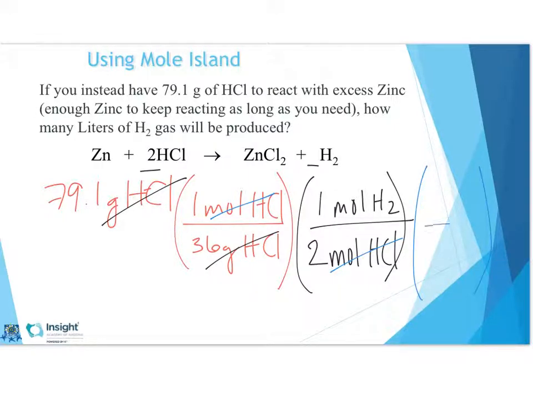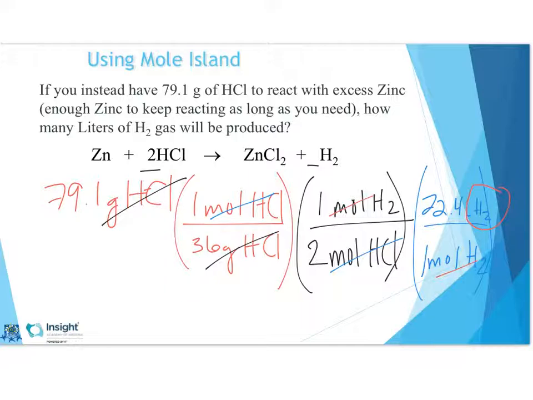So last step, the question wants me to say how many liters. So I'm going to put the 22.4 liters of H2 on top again, and the 1 mole of H2 on the bottom again. That cancels moles of H2 out, leaving me with liters of H2, which will be my final units. And now I do my math.